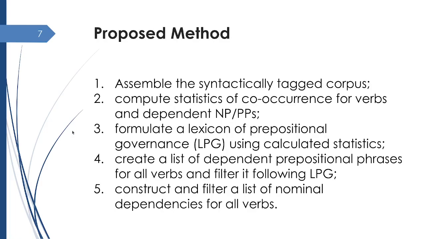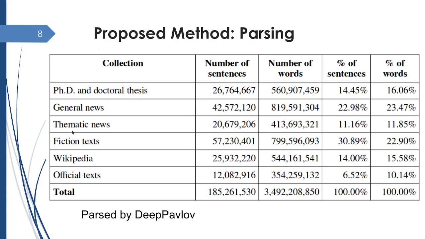We used the following method. Firstly, we collect and parse Russian natural texts. Then, we calculate statistics of mutual co-occurrences of verbs and their dependent nominal and prepositional phrases. After that, we formulate a lexicon of prepositional governments, which demonstrates the correct usage of Russian prepositions and grammatical cases governed by these prepositions. Finally, we filter out the gathered statistics according to the collected lexicon and some other empirical rules. Let me consider all these steps in more detail.